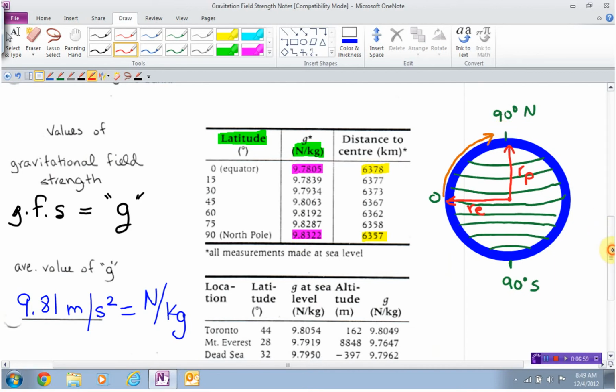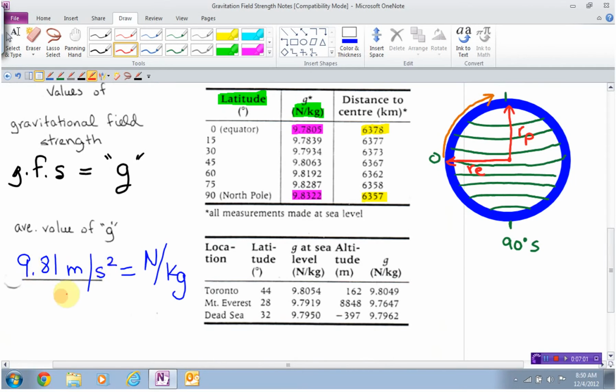All right, makes sense? The value here, 9.81, if you take all these values and average them out, you will get 9.81. That's the average value. And it's also, if we look where we are, about 49 degrees, pretty close to that value, and so that's why we use 9.81 in the classroom.